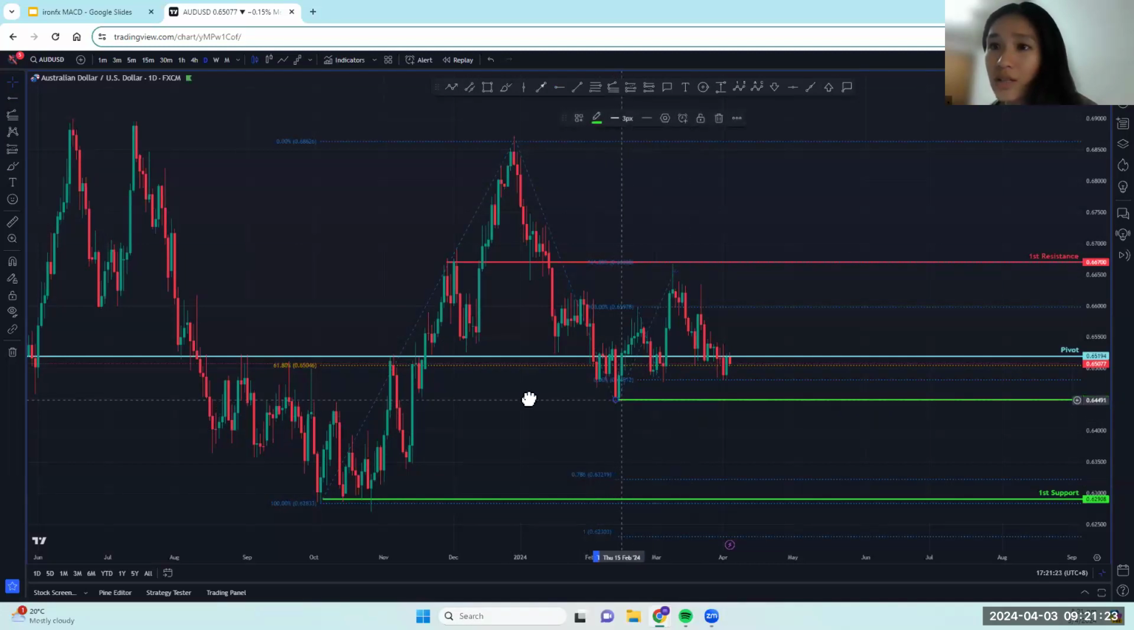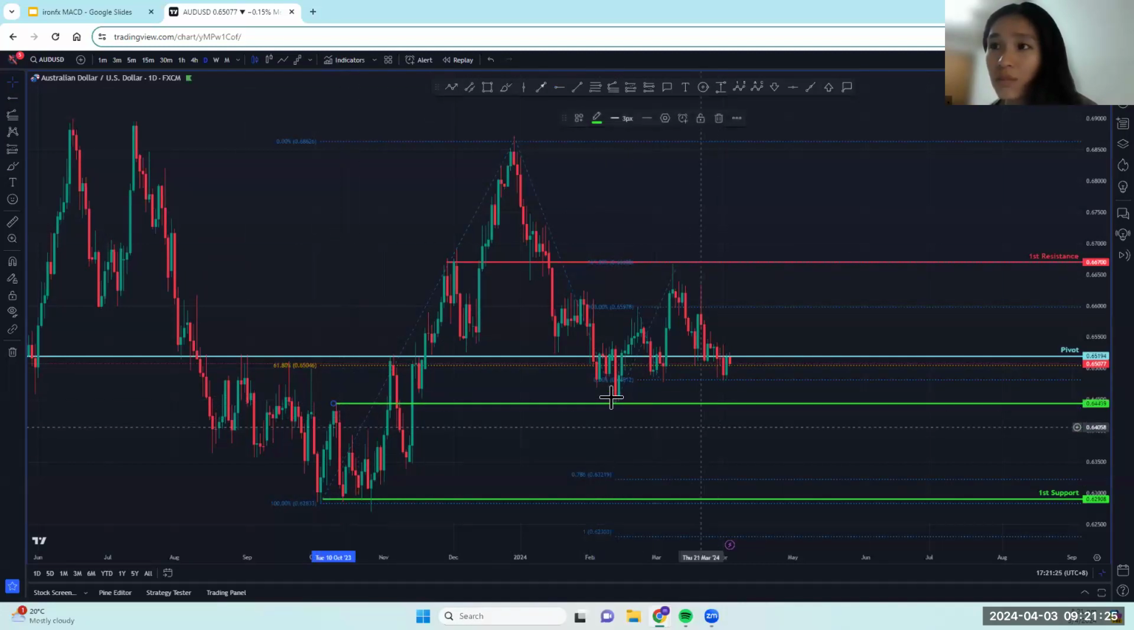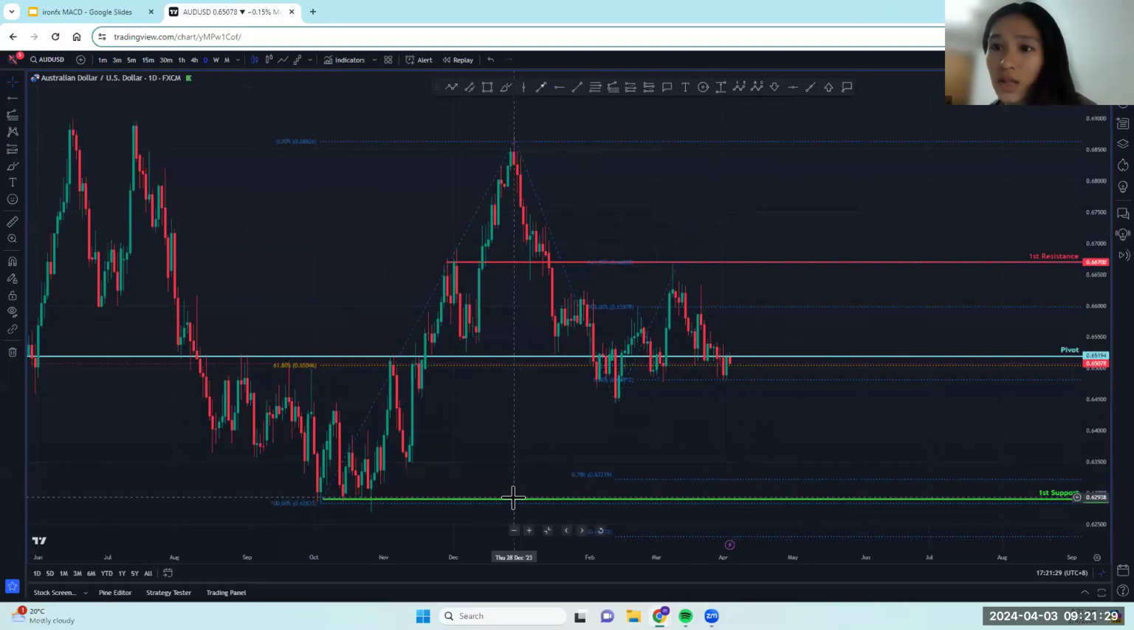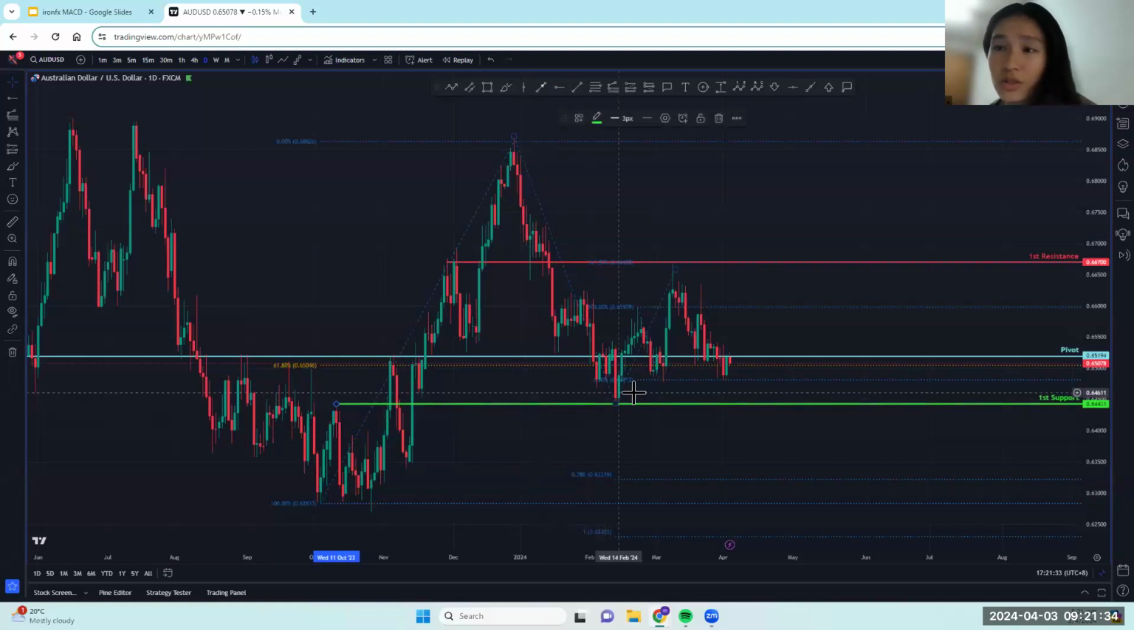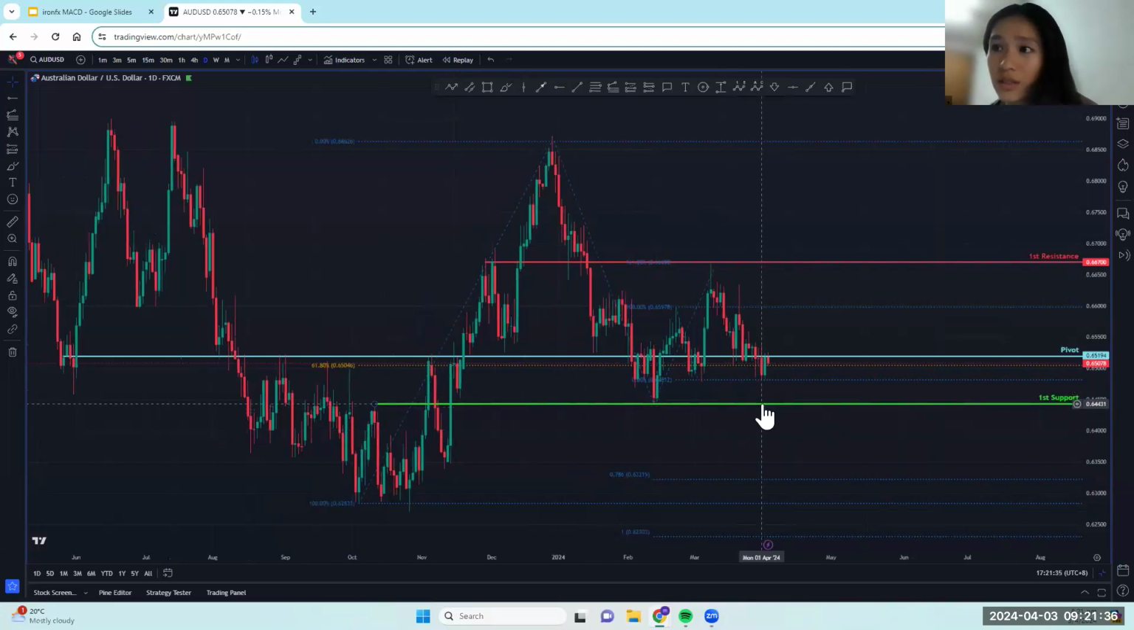Okay, I'm going to add an intermediate. Actually, I'm going to place my first support a little bit higher up, which is closer to where price is at now, over here.